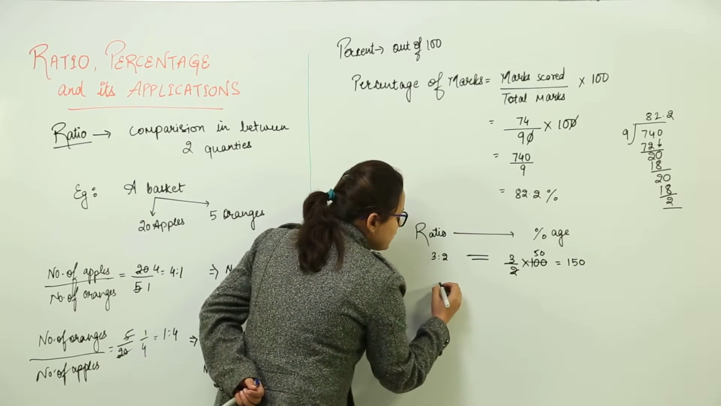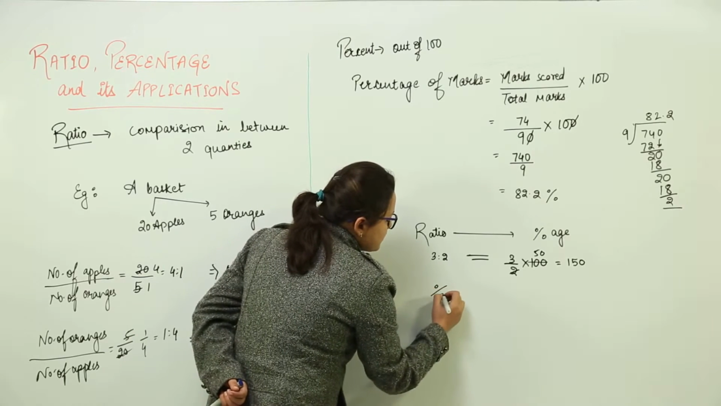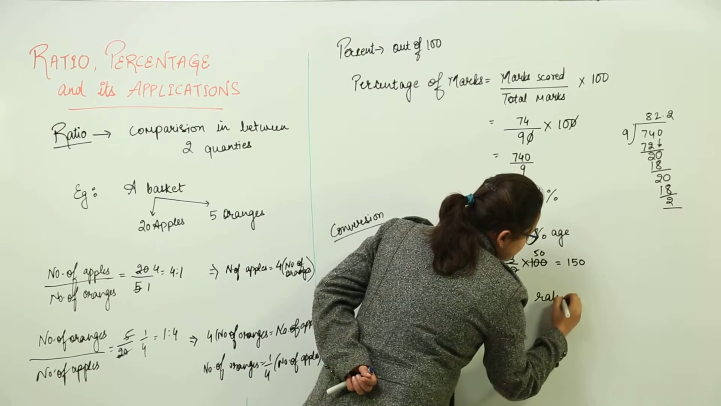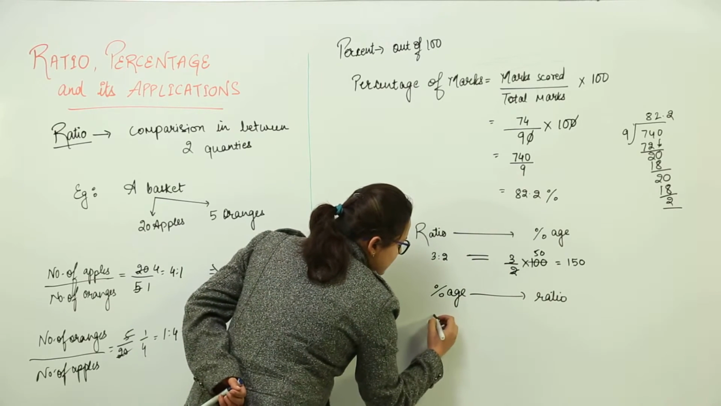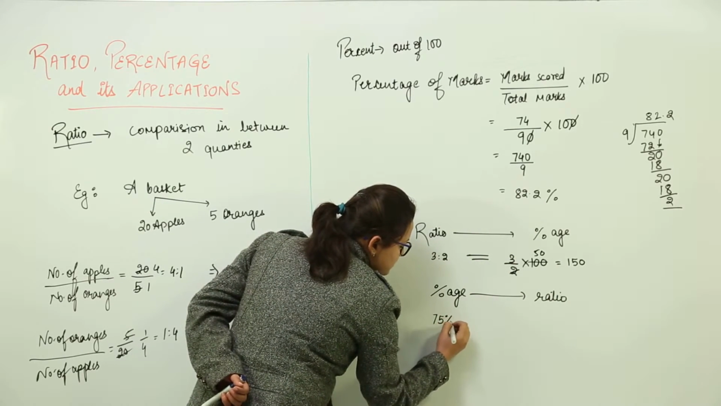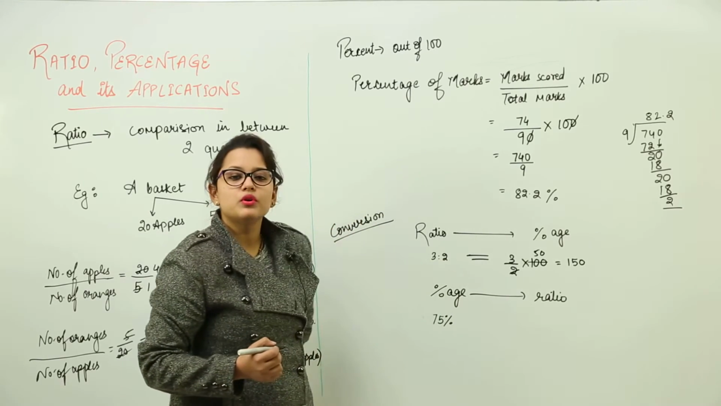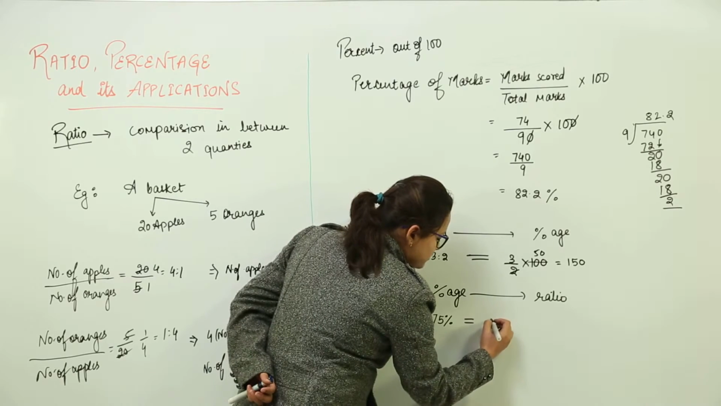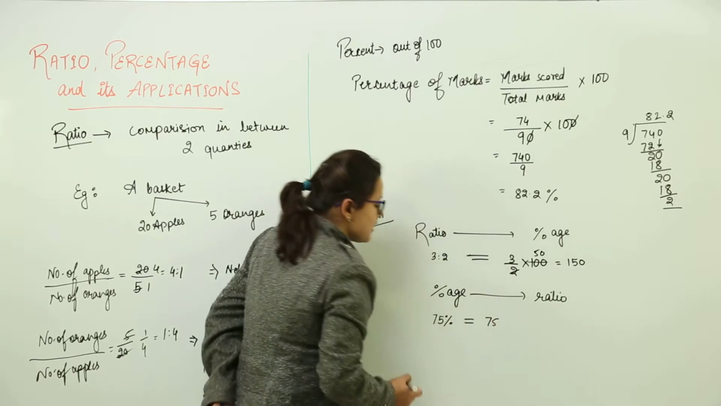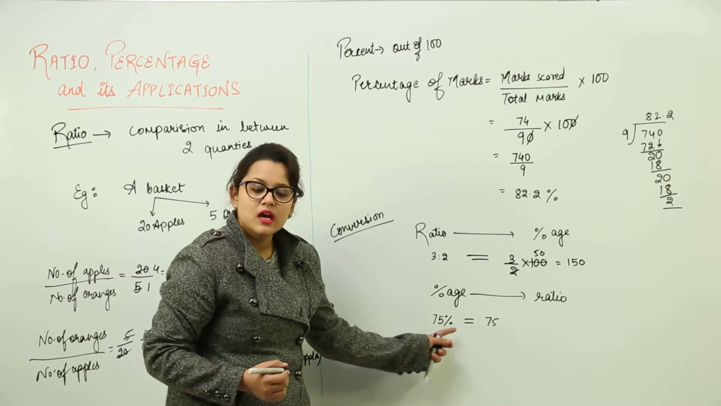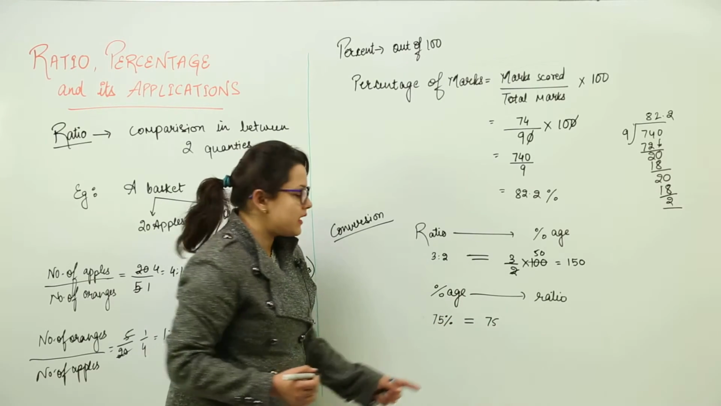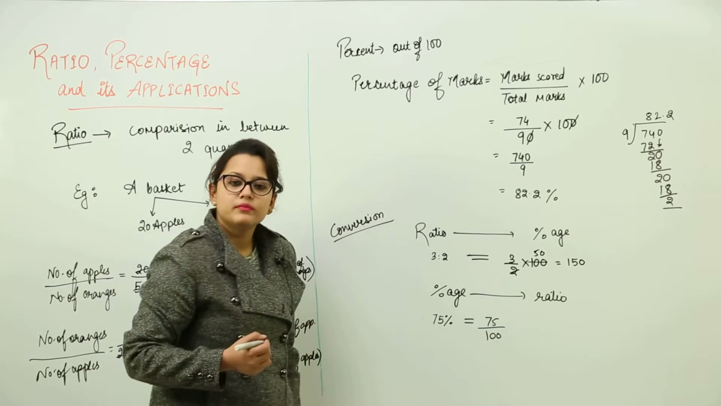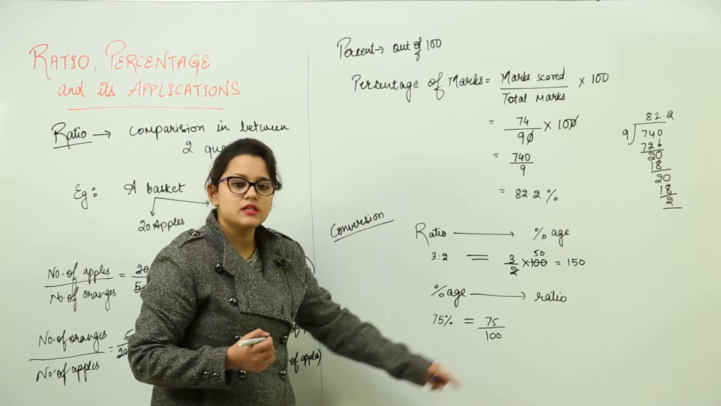Again, if you want to convert percentage to ratio, what are you going to do? Again the same thing. Let's say I have 75%. I want to convert this into ratio. What would I do? I would convert it into fraction first. See, this percentage sign means, if I want to remove this percentage sign, I will put 100 in the denominator, right? That is how we remove the percentage sign.